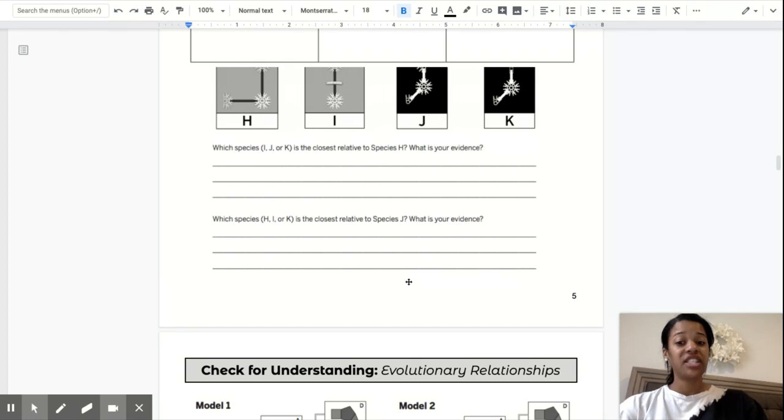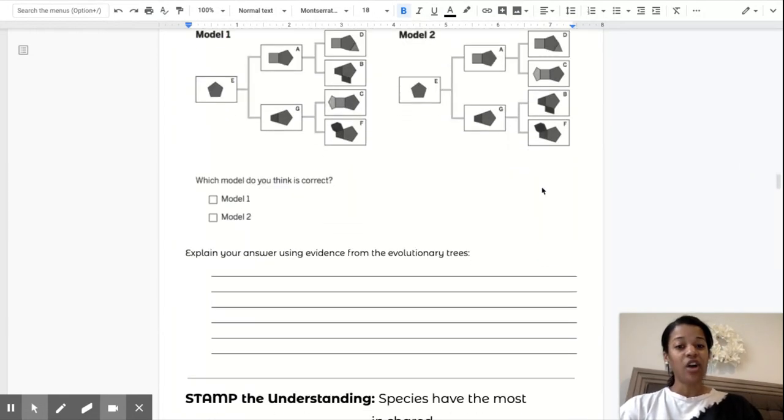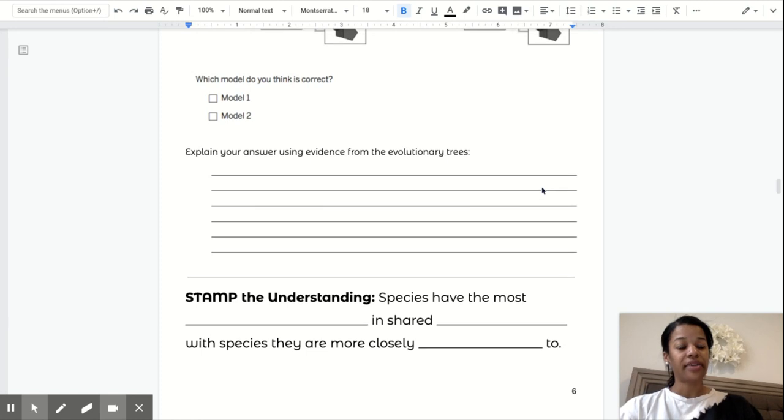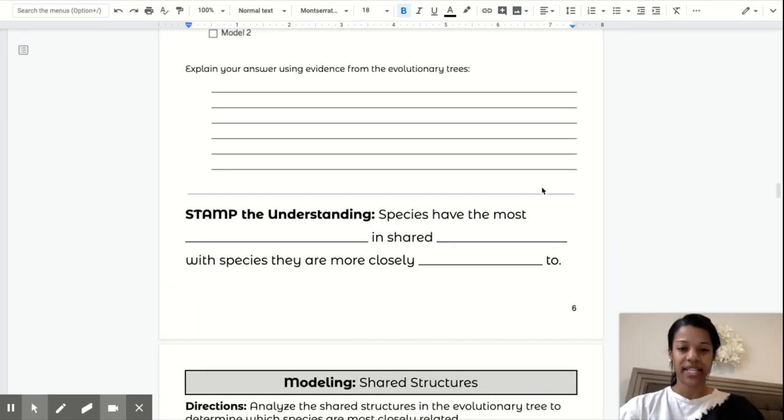Now, which species H, I, or K is the closest relative to species J? What is your evidence? Okay, so when we look here, it would definitely be K. They almost look identical. Same color background, okay? This is also a part of your Google form. So I won't go over that because I want to see if you understand it.